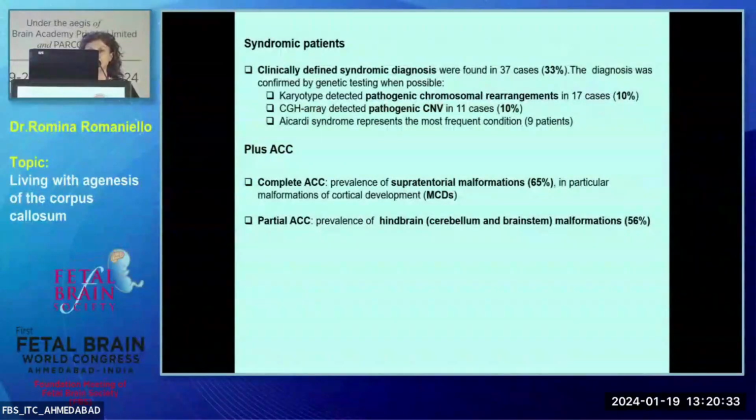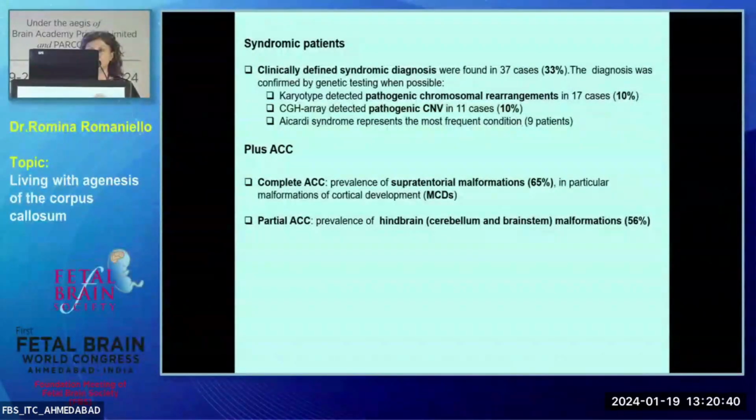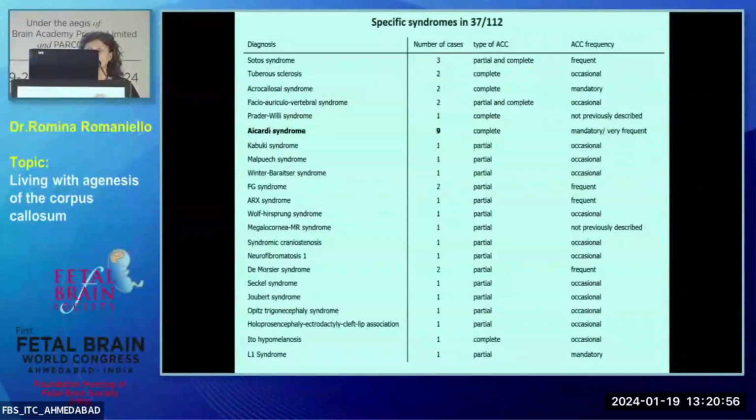In syndromic ACC patients, subgroup complete ACC, a prevalence of supratentorial malformation was observed in 65%, in particular malformation of cortical development, while in partial ACC patients, a prevalence of infratentorial, cerebellum and brainstem malformation was observed in 50-60% of patients. So this is the specific syndrome in this table, and Aicardi syndrome is the most frequent, represented in 9 cases.